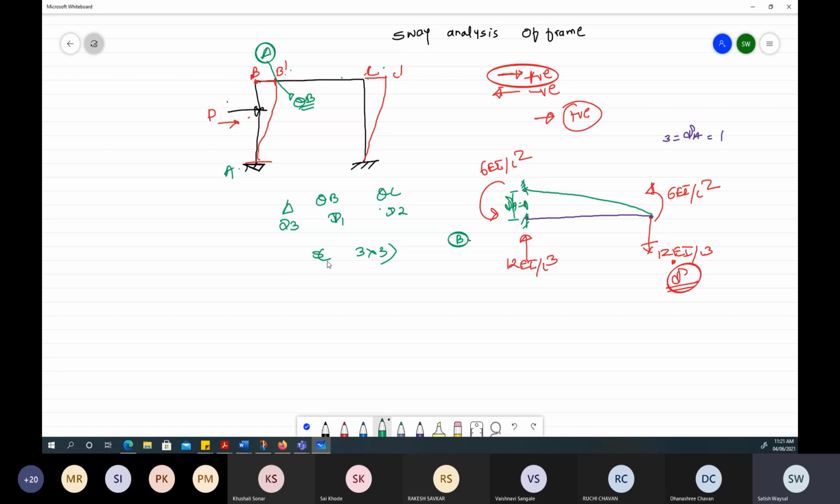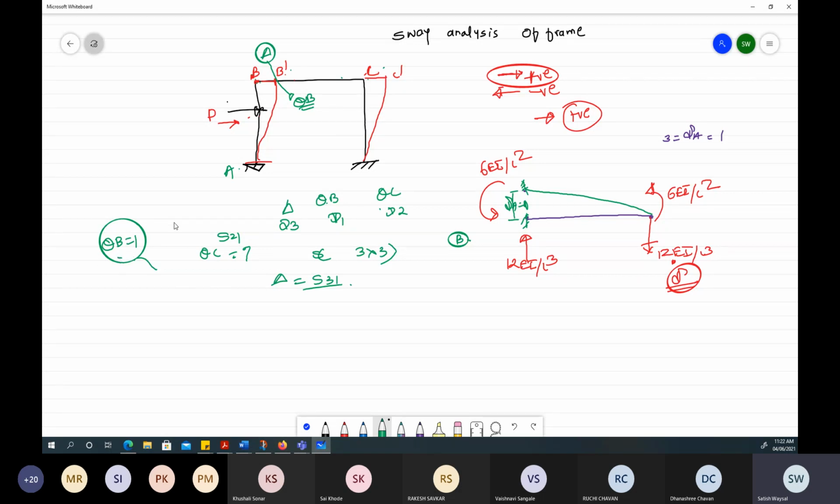Now, how will this matrix be developed? First we have to consider theta B equal to 1. When you consider theta B equal to 1, its effect on the other theta C will give you S21. Its effect on the delta will give you S31. Now, what will be the effect of this on the delta?